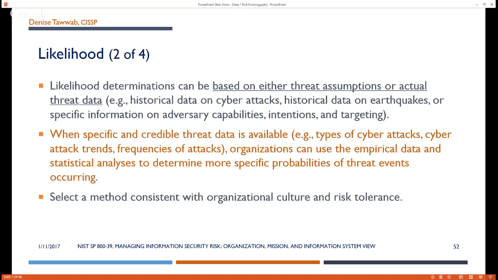And keep in mind, at this stage, the risk framing step, we're making decisions at a high level about how we're framing risk. Likelihood determinations can be based on either threat assumptions or actual threat data. And that means historical data on cyber attacks, historical data on earthquakes, hurricanes, floods, or specific information on an adversary's capabilities, intentions, and targeting. When you have specific and credible threat data, you can use the empirical data and statistical analysis to determine more specific probabilities of threat events occurring. Select a method consistent with your organization's culture and risk tolerance.